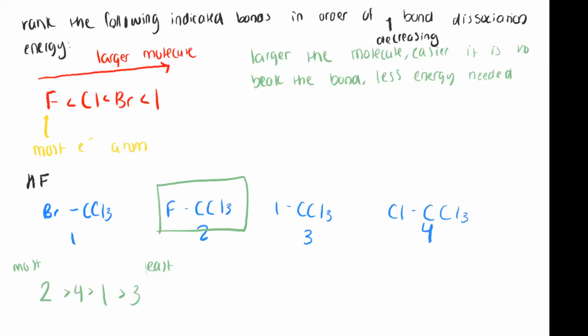Wait, so it's like the higher the atomic number, the higher the dissociation energy? Or is it the opposite? No, I think it's based off the size. As you go down the periodic table, it gets bigger. Oh, okay, so it's going to dissociate easier.